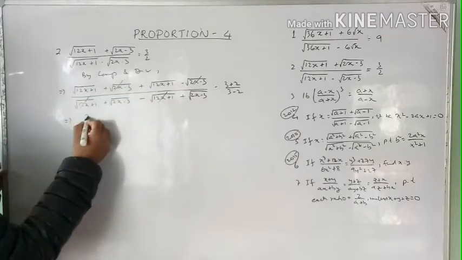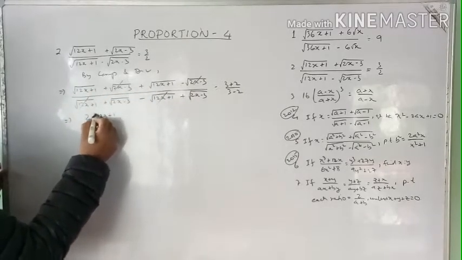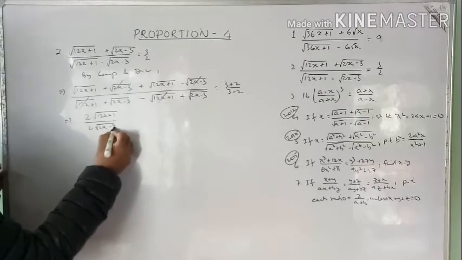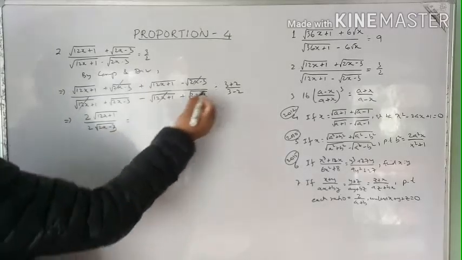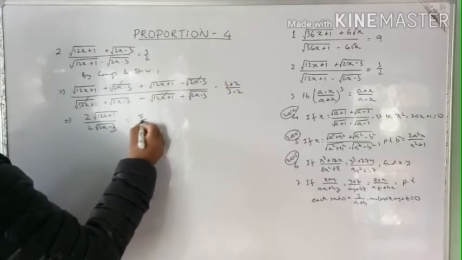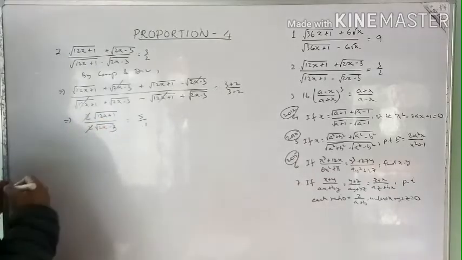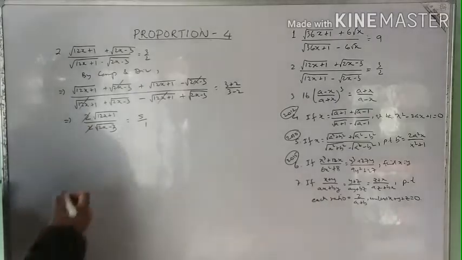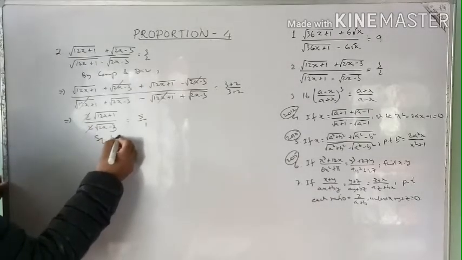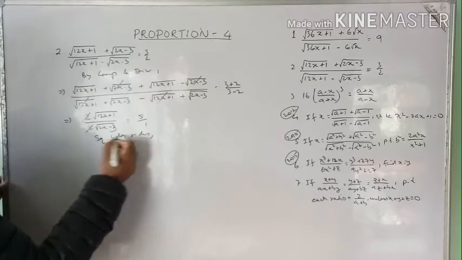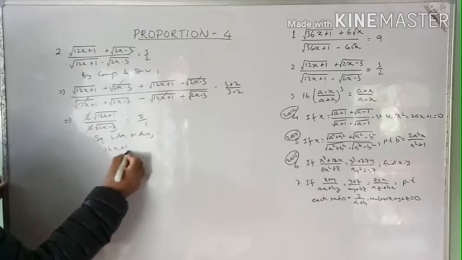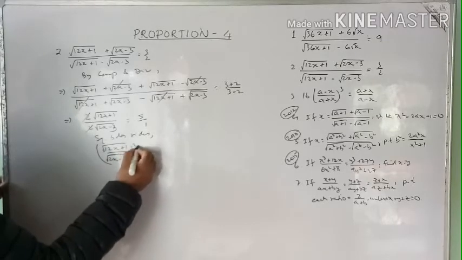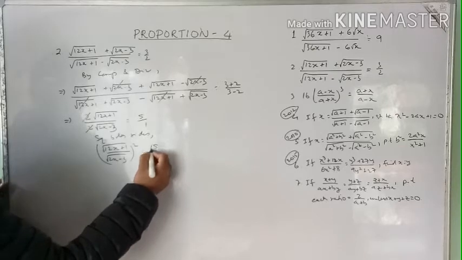So if you add these two, you get twice of root of 12x plus 1 by twice of root of 2x minus 3. Equal to, here you get 3 plus 2 is 5 and 3 minus 2 is 1. So 2 cancelled. Now square both sides. So squaring both sides, we get root of 12x plus 1 by root of 2x minus 3, whole square, equal to 5 whole square.